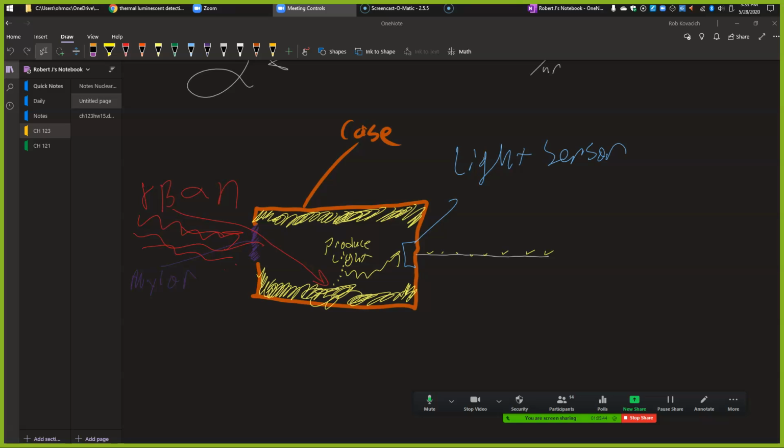The digital camera on your phone, that right there, that's the first one. That is the first electronic detector of light.